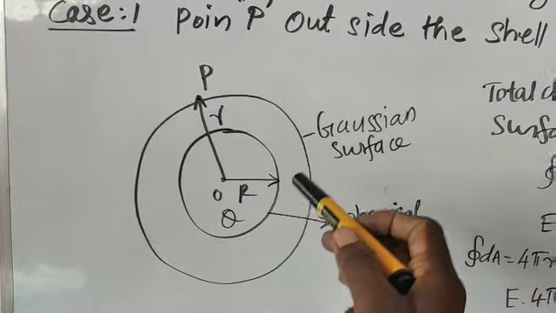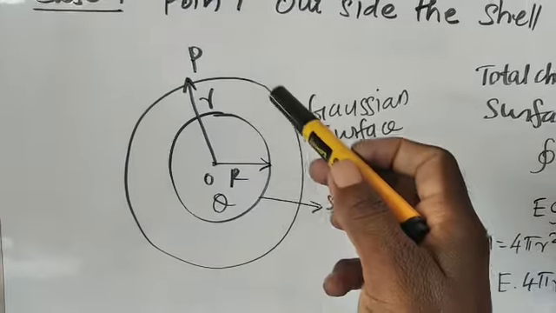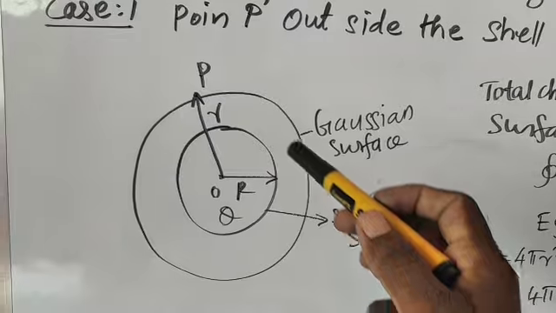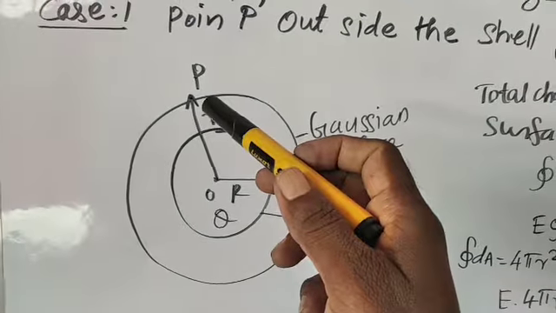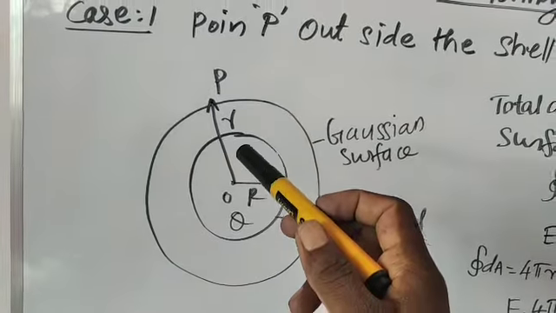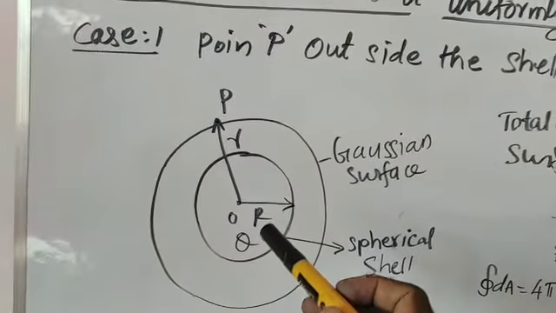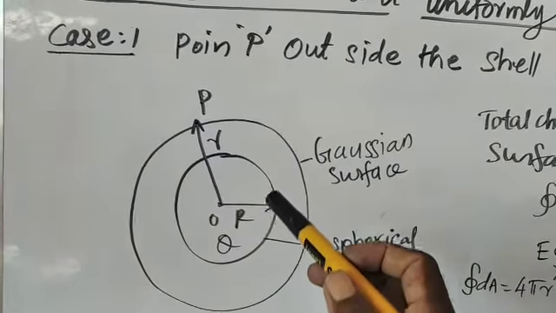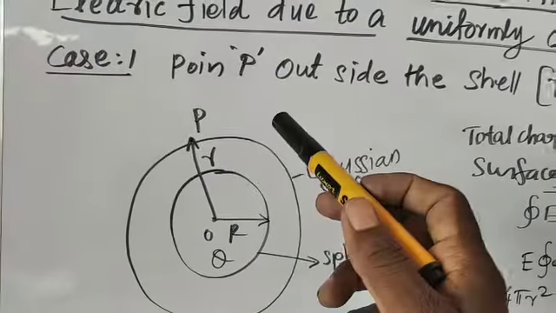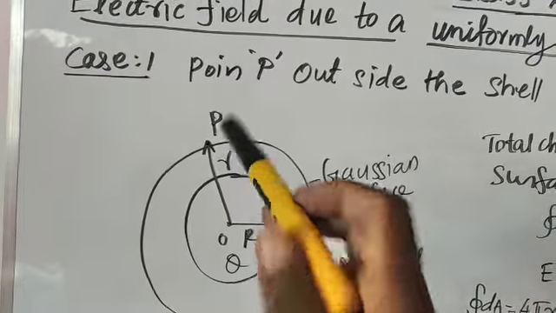So consider a Gaussian surface. A Gaussian surface means an imaginary sphere. This is called the Gaussian surface. P is a point on the Gaussian surface at distance r from the center O. So small r is the radius of the Gaussian surface, and capital R is the radius of the spherical shell. Now we are going to find the electric field outside the spherical shell at a point P.